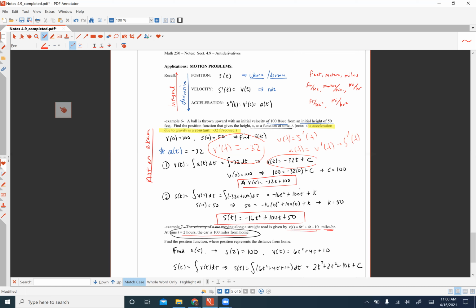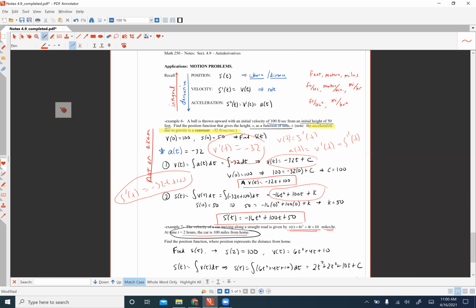And now the position function. We know that s prime of t is the velocity, and we know the velocity function is minus 32t plus 100. So to get the position, we just solve that differential equation right there. We integrate minus 32t plus 100. Again, add 1 to the power, so that's t to the first, you add 1 to it and divide by 2. So you get minus 16t squared. And the integral of a constant is, the integration variable is t, so it's 100t plus some constant k.